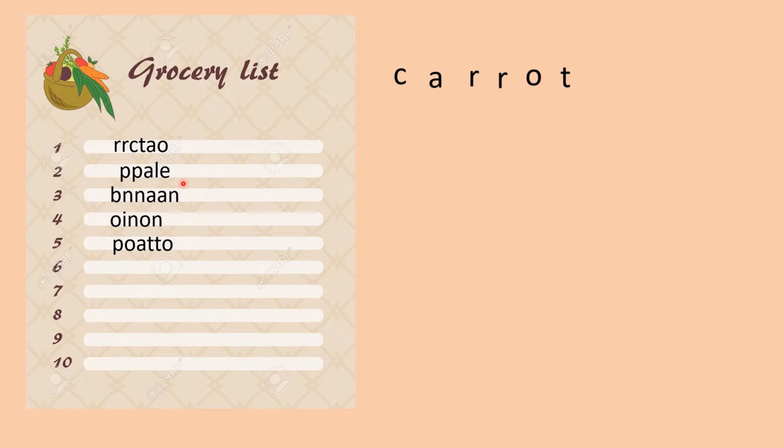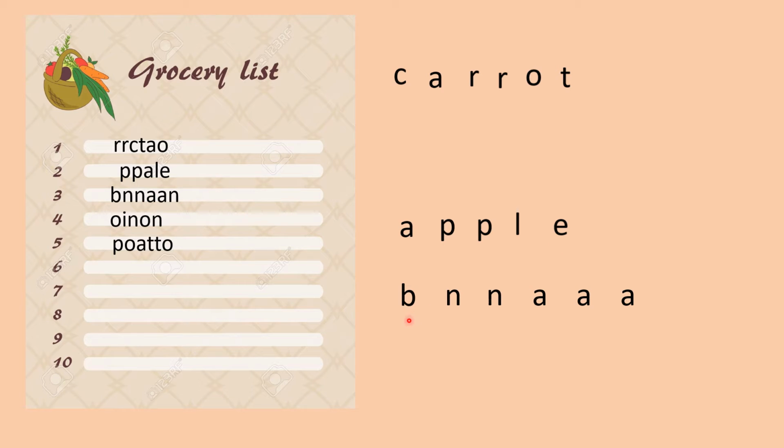The next one, PPALE. He thought for a while and he said, oh, this is an easy one. A, P, P, L, E. Can you guess the name of this word, children? It's apple. So they shopped for some apples.